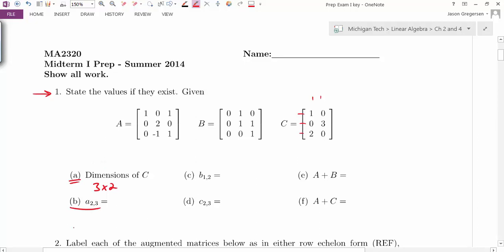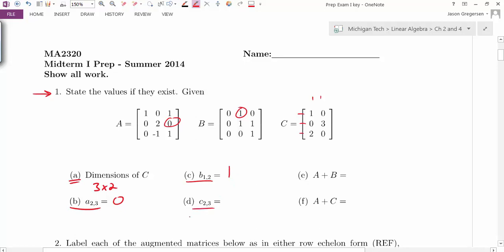B says find the A23 element of the matrix A. So we go to the second row, third column, right there. So A23 should be 0. Once again, those are marking the row and then the column of the position. So C says go to the B12, so that's first row, second column. So that would be my value for B12.